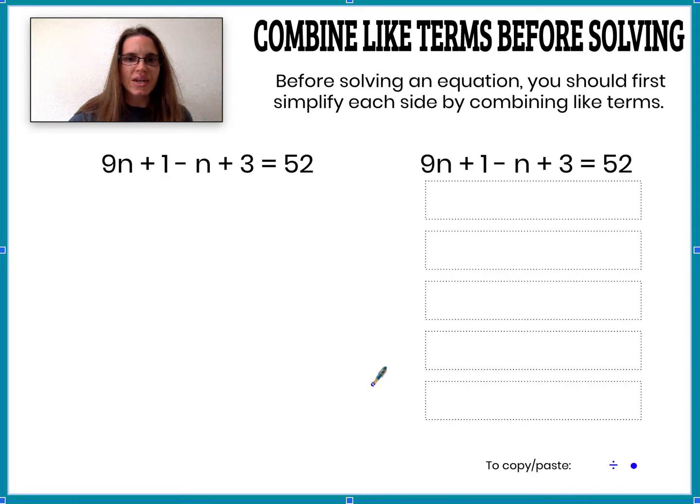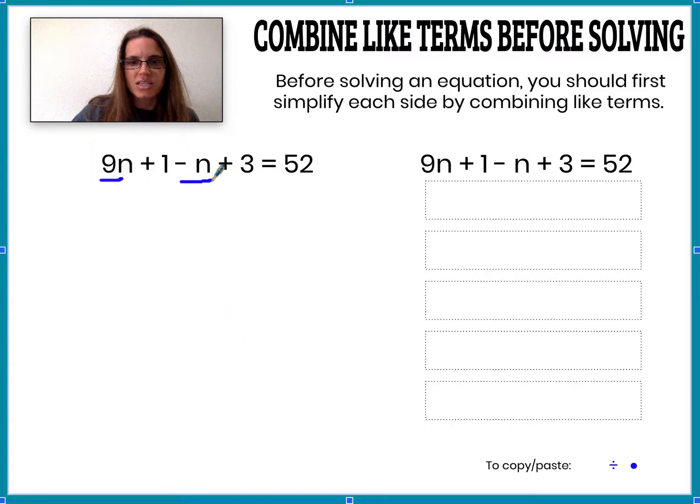When solving an equation, we need to combine like terms before we perform inverse operations. That means that I'm not going to, for example, right away subtract 1 from both sides of this equation. First, I need to simplify the left-hand side of my equation. 9n plus 1 minus n plus 3 has two sets of like terms.